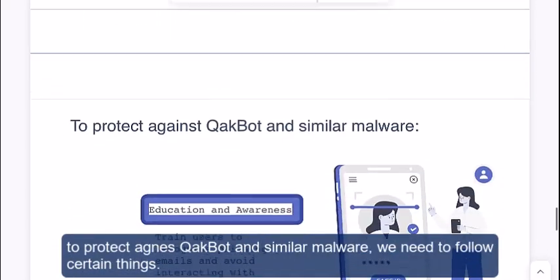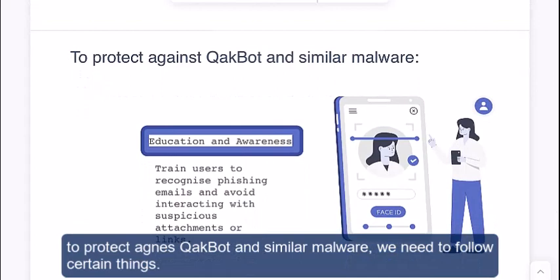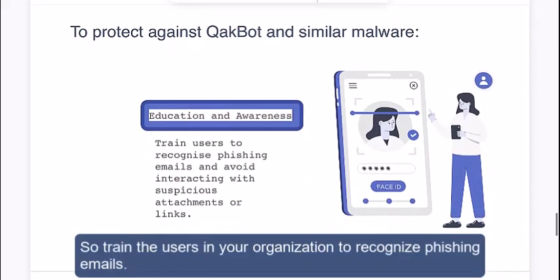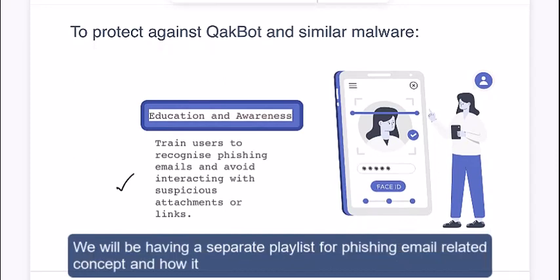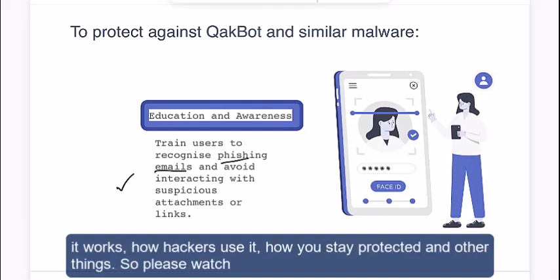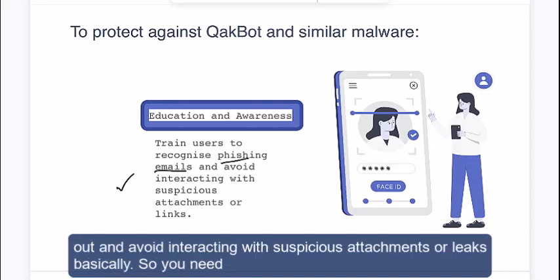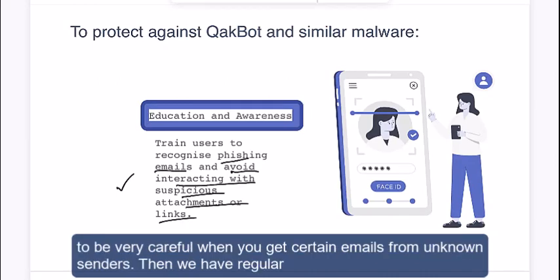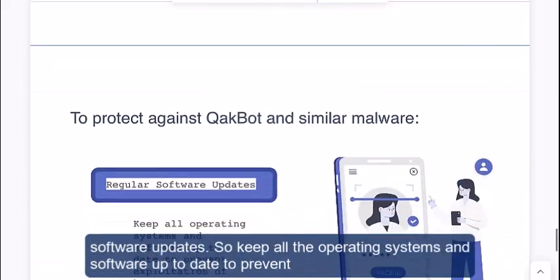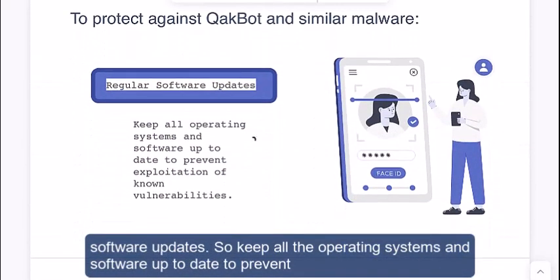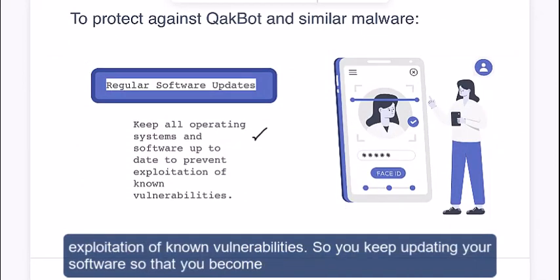To protect against QakBot and similar malware, we need to follow certain things. One is education and awareness. Train the users in your organization to recognize phishing emails. We'll be having a separate playlist for phishing email related concepts, how it works, how hackers use it, how you stay protected and other things. Avoid interacting with suspicious attachments or links. You need to be very careful when you get emails from unknown senders. Then we have regular software updates: keep all the operating systems and software up to date to prevent exploitation of known vulnerabilities, so that you become safe.